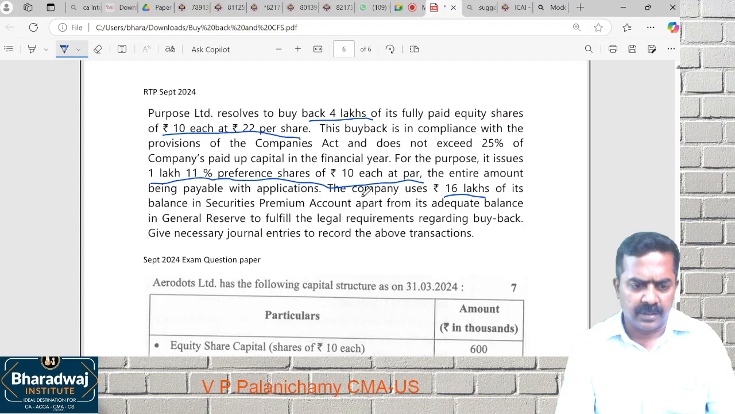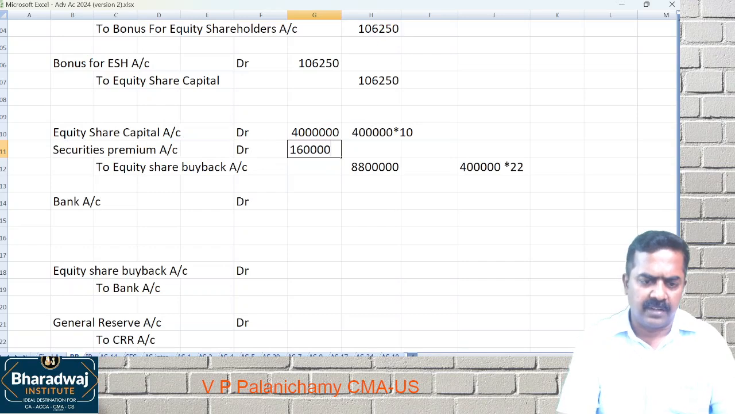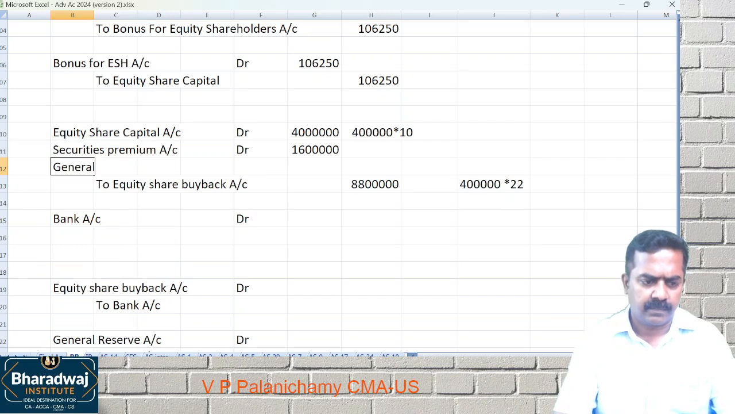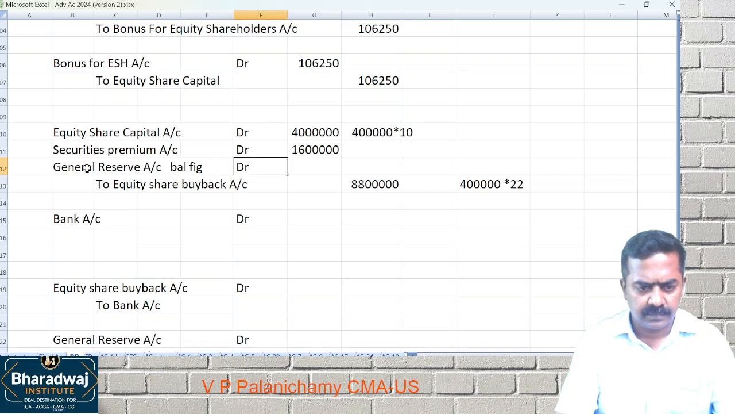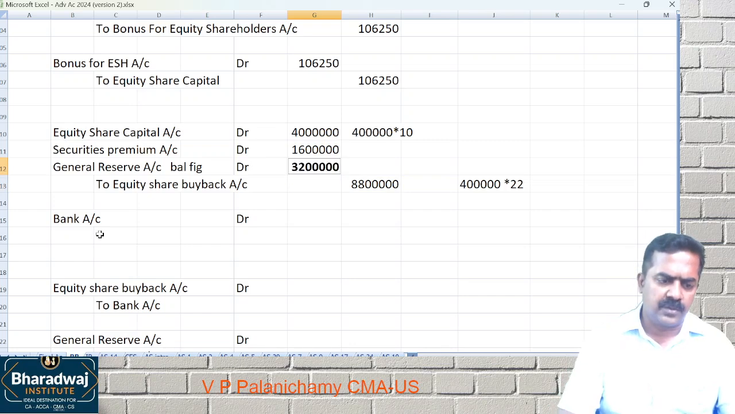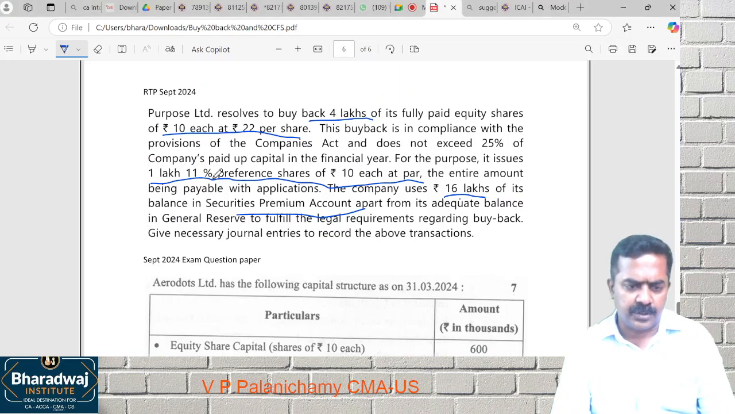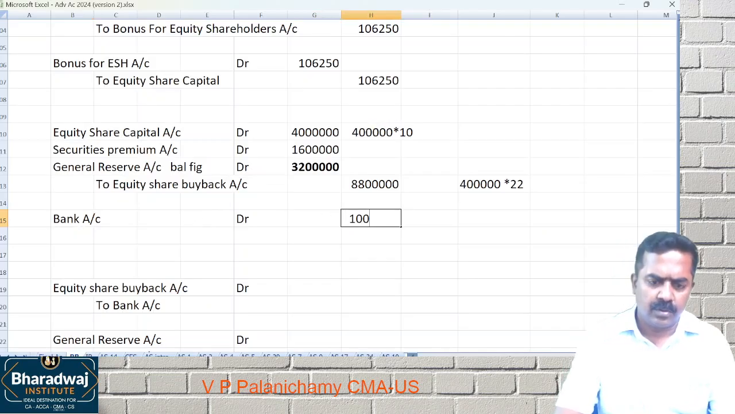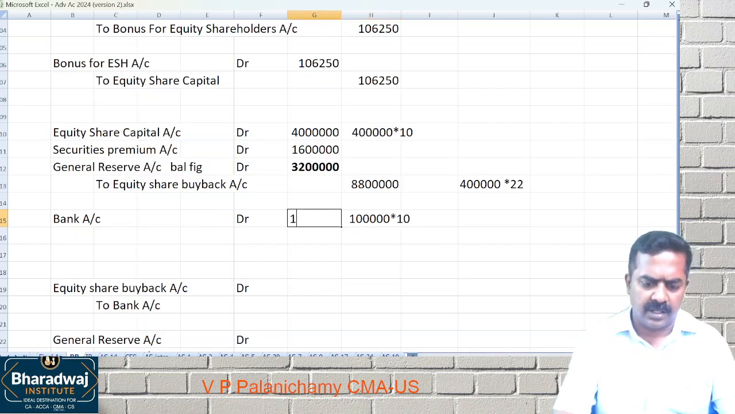Difference. I hope securities premium only how much is available? 16 lakhs of securities premium available. The balance, insufficient amount, we can adjust with which account? For the balance. We are paying 88 lakhs. Adjust to the extent of 16 lakhs in securities premium. Okay. Balance 32 lakhs we adjust with general reserve. We make a fresh issue. Bank account data. How many preference shares are issued? 1 lakh preference shares of 10 each at par, not 10 lakhs.